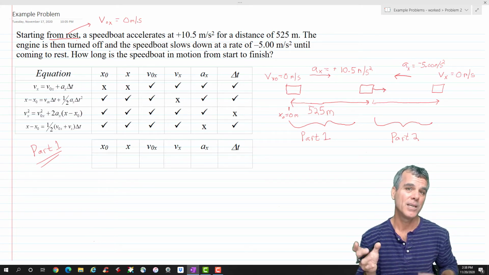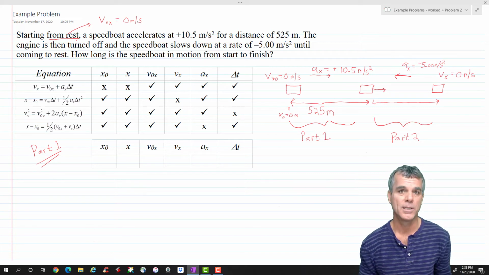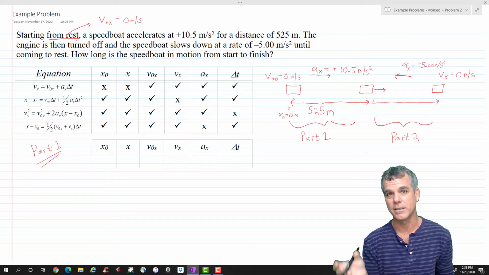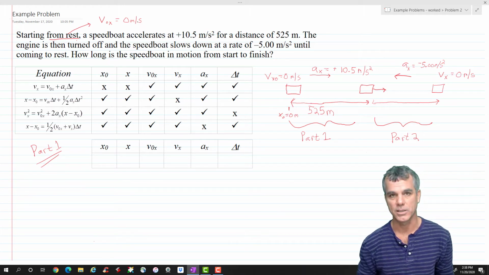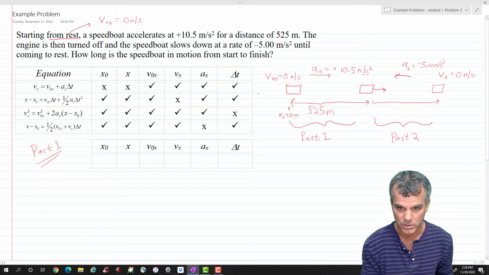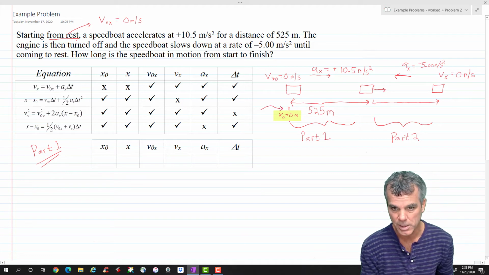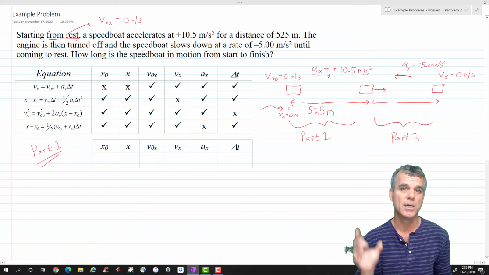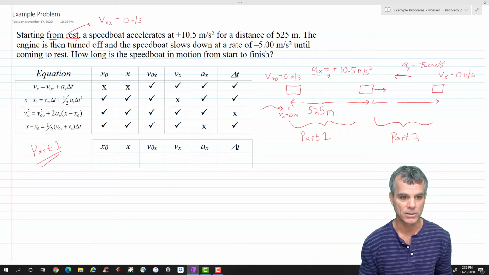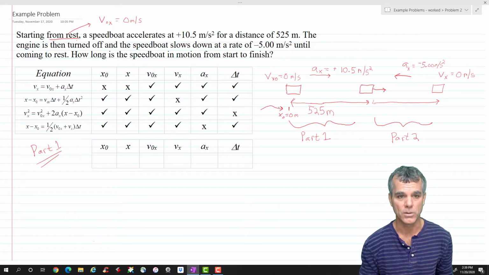Now, I can define my origin wherever I want. And oftentimes it's easiest to define x equals 0, the origin, as where the object starts. And that's what I'm going to do here. I'm going to let the initial position be x naught equals 0 meters, in which case my final position is 525 meters. So let's write down our known and unknown quantities.